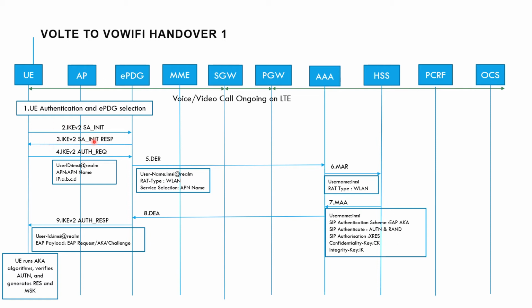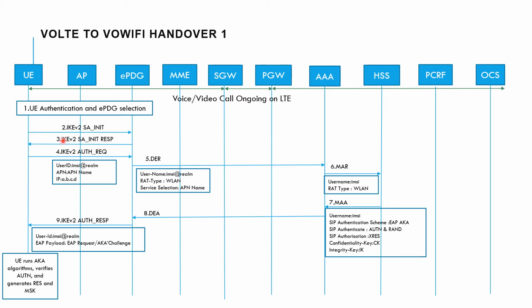So in this particular call flow, I will go into the details of the messages and I will also discuss certain major information elements that are present inside the messages. So the first message is the IKEv2 SA init and SA init response. So these two messages are exchanged to set up a secure channel so that we can send the information encrypted between the UE and the EPDG.